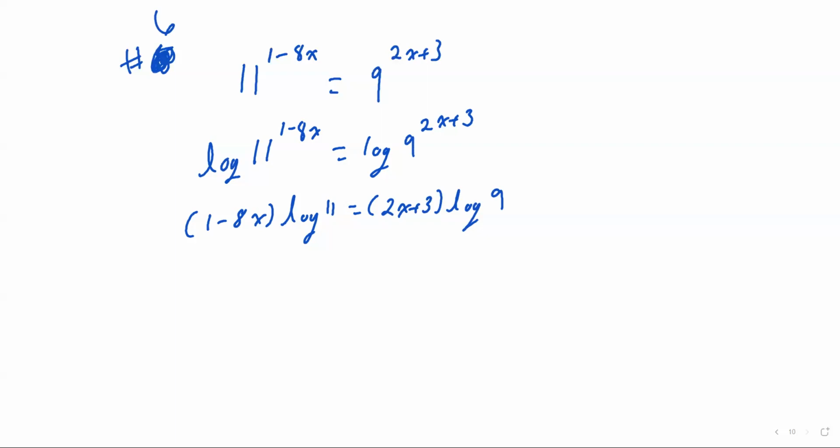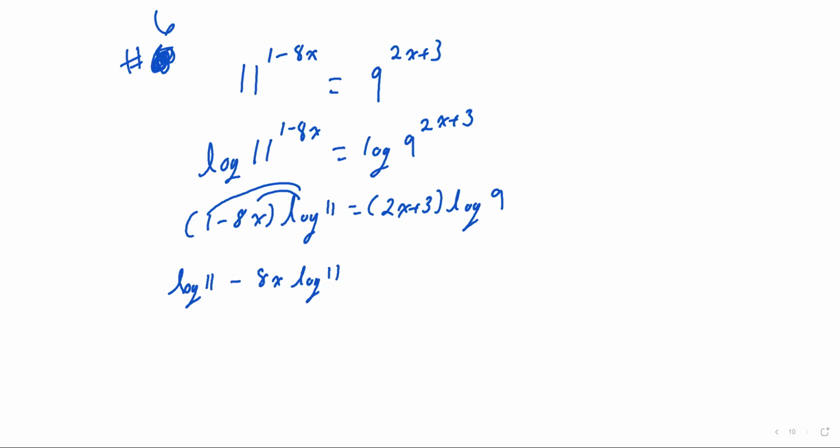So this is what I mean by that. Take your log base 11, distribute it out. So this becomes log base 11 minus 8x log base 11. I recommend you write the log second, just because that's an L. What's 1 times anything? You can put the 1 if you would like. But again, it's just nice to put the logs.